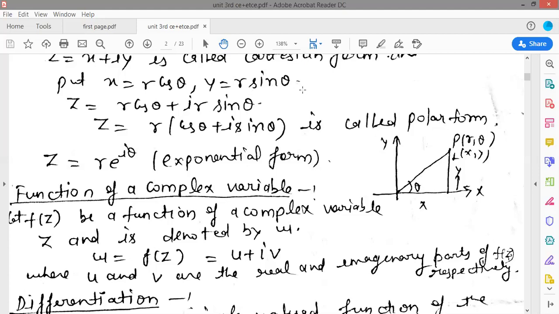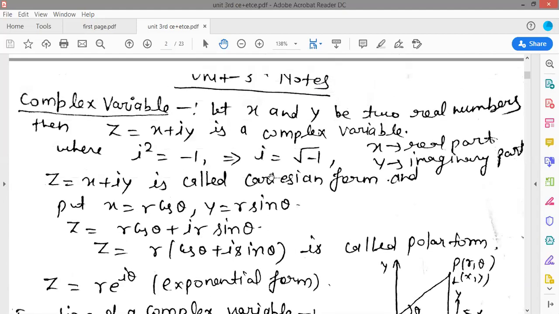Just simply put the values of x and y here. So z is equal to r cos theta plus i r sin theta. Now r is common, taking it outside, r times cos theta plus i sin theta is called polar form. Now we know De Moivre's theorem. What is De Moivre's theorem? cos theta plus i sin theta is equal to e to the power i theta. So we can write cos theta plus i sin theta as e to the power i theta. So this is the new form: z is equal to r e to the power i theta. That is called exponential form.